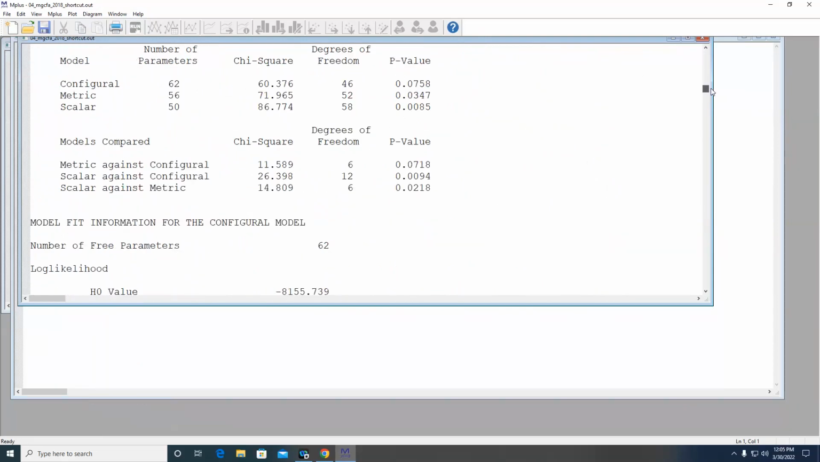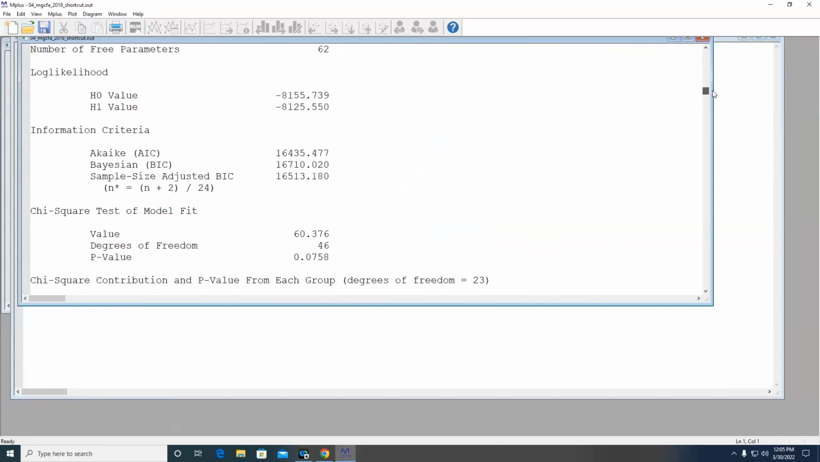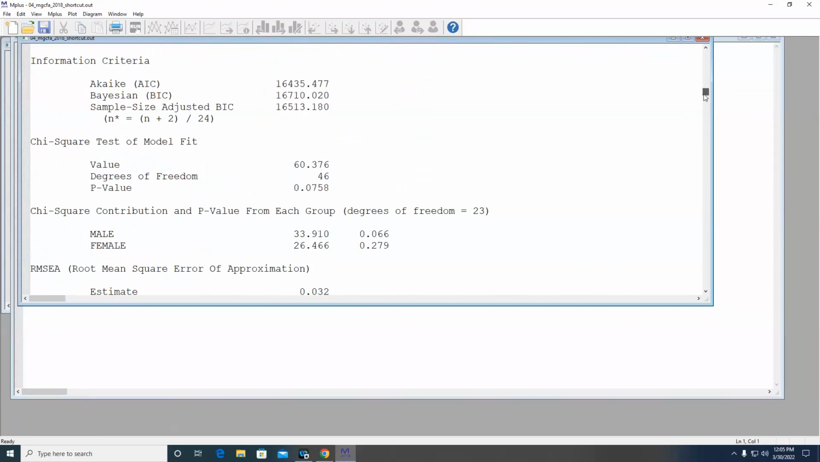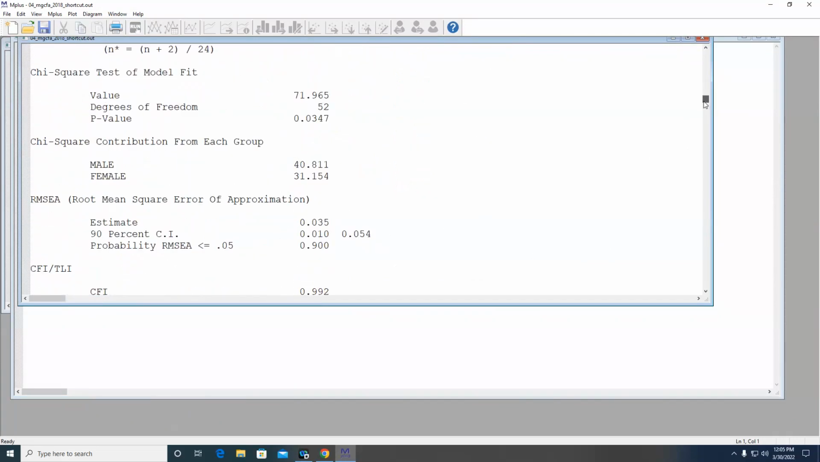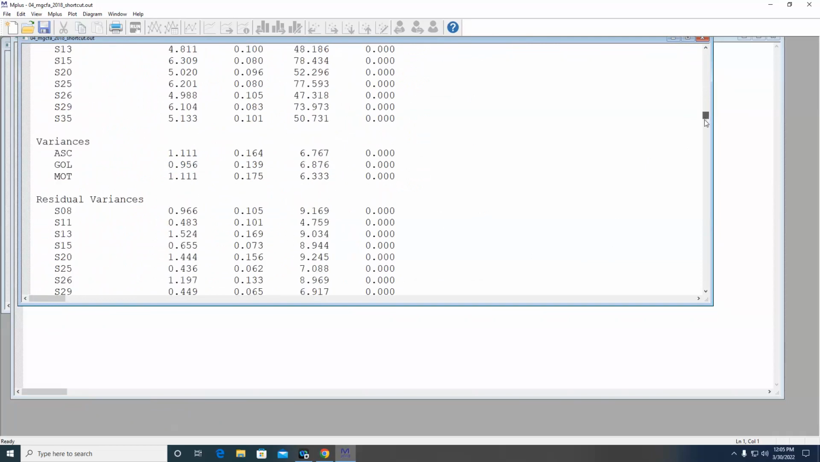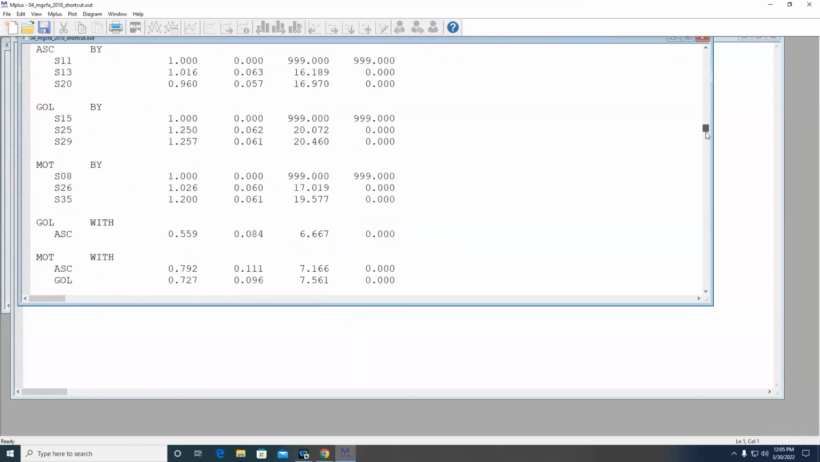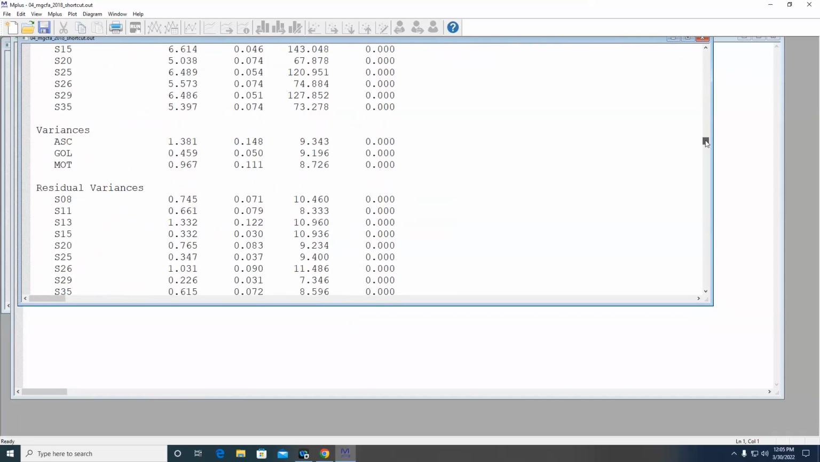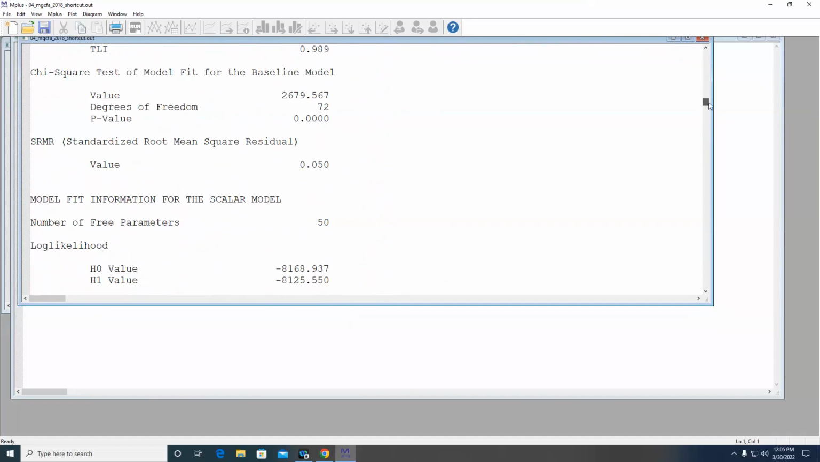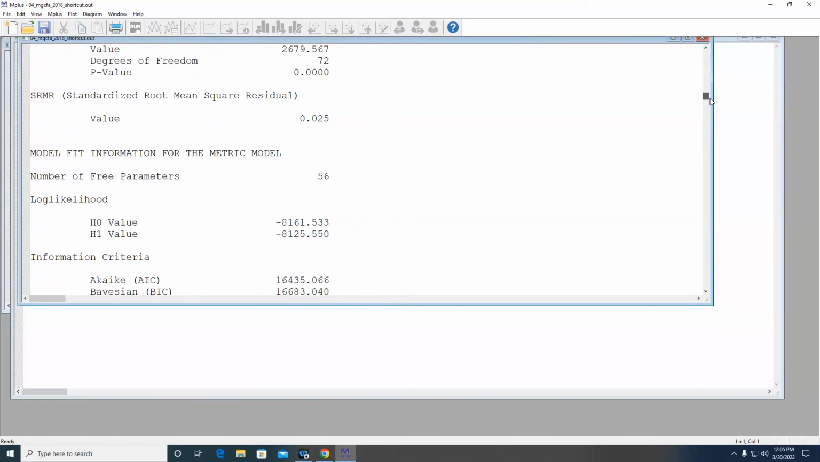It says, okay, here's the configural model. Now this is going to look different because I've taken out GPA and homework, so that's why these chi-squares and degrees of freedom are not the same. For the configural model, I've got a chi-square of 60.376 with 46 degrees of freedom. The p-value is 0.078. Okay, great. Things look pretty good, right? Now let's go down to the metric. Here's the metric model. Oh, sorry. All the model fits are at the top. My bad.